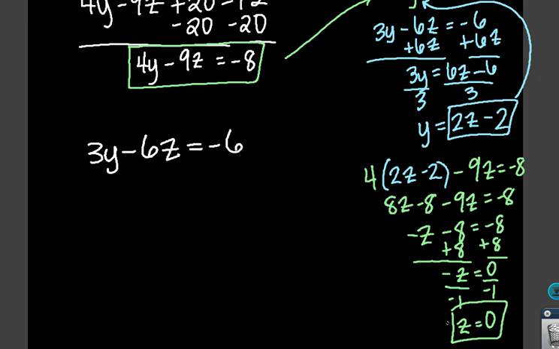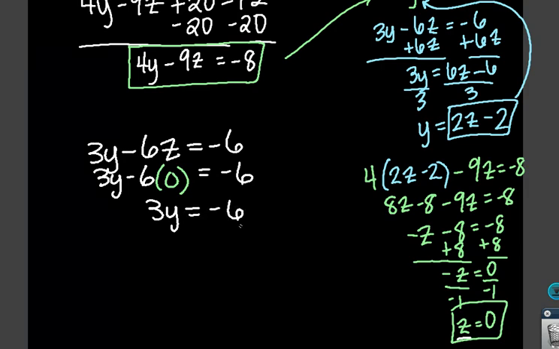And we're taking that z and plugging it in. So we're going to have 3y minus 6 times 0. What is that going to simplify to? 3y equals negative 6. And then divide both sides by 3. And what does that give us? Y equals negative 2. Now we have 2 of the values that we were solving for. We just need the third one. Which one is that?